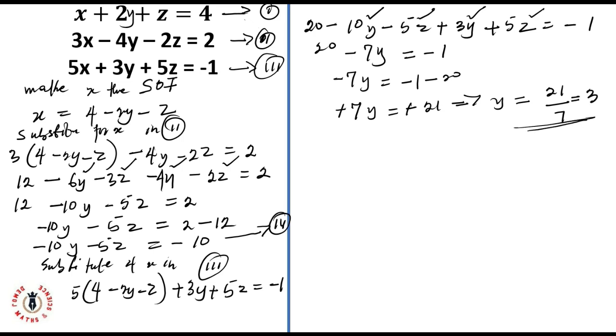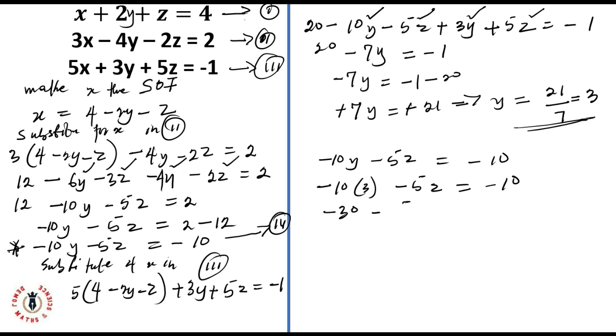Now we have established that y is equal to 3. Let's now pick an equation and substitute for y. Look at equation 4. Equation 4 says that minus 10y minus 5z is equal to minus 10. In place of y, we have 3. That means minus 10 into 3 minus 5z is equal to minus 10. So I can conclude that this is minus 30 minus 5z is equal to minus 10.